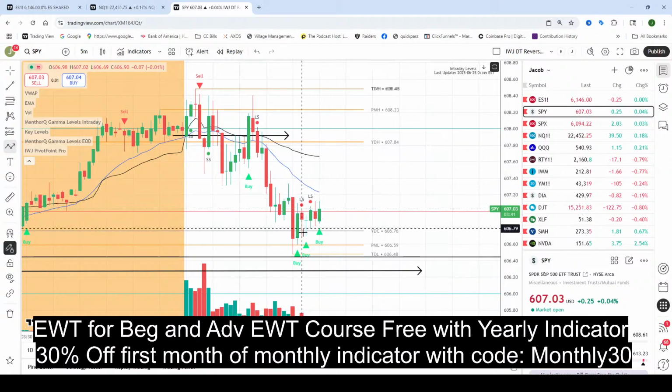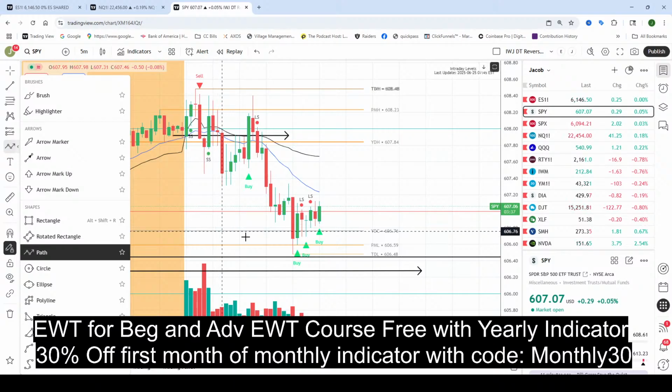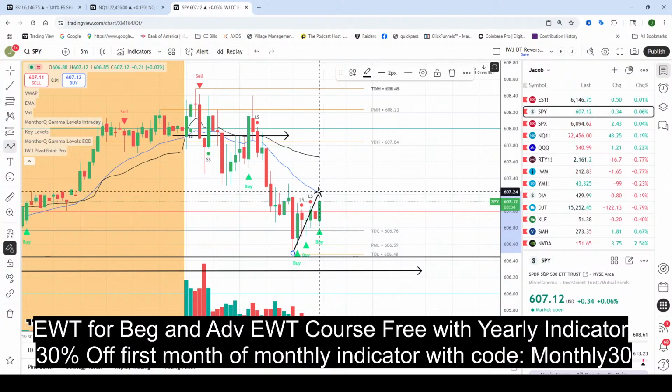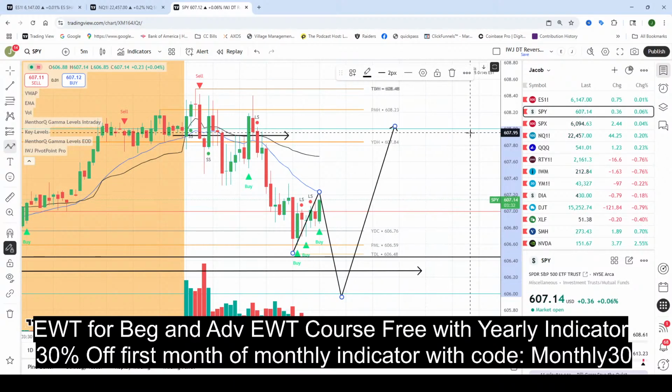This price action is choppy. So I would expect a low at some point, whether that's today or not to be determined, but I would expect them to kind of do something like that if they're going to continue.